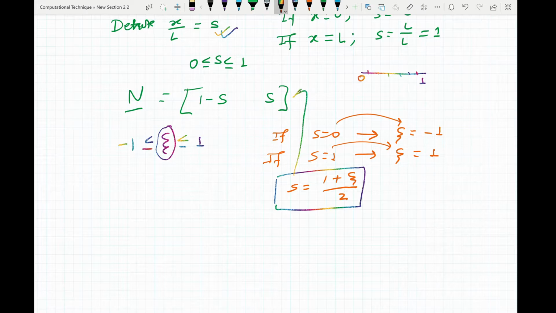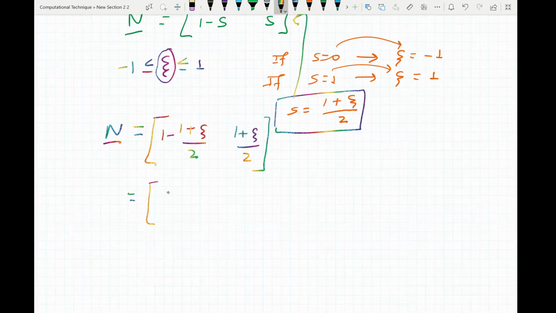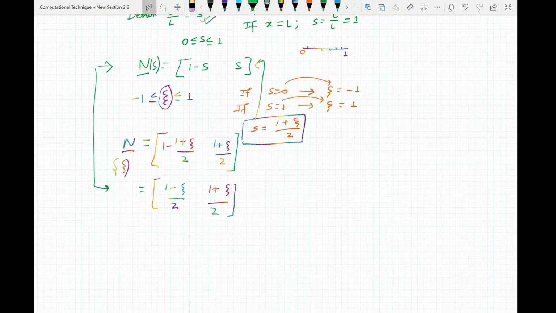Now you can substitute this here, then you will get your shape function matrix in terms of xi. You can write here 1 minus (1 plus xi) by 2, here (1 plus xi) by 2. Now this will turn out to be (1 minus xi) by 2 and (1 plus xi) by 2. Now this is a function of xi, this is as a function of S.